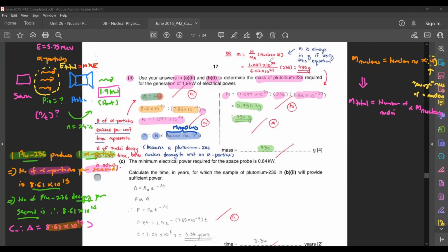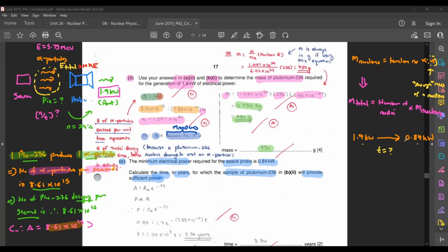Then after that, if no issues with that, I go to the last part of your question. This part here mentions the minimum electrical power required for the space probe is 0.84 kilowatts. Calculate the time in years for which this sample of plutonium-236 will provide you sufficient power. Basically what they just mentioned here is this. Originally, you have 1.9 kilowatts of power, but over time, it will decrease to 0.84 kilowatts. So what they're interested in now is how much time would it take for the power to decrease to this much?